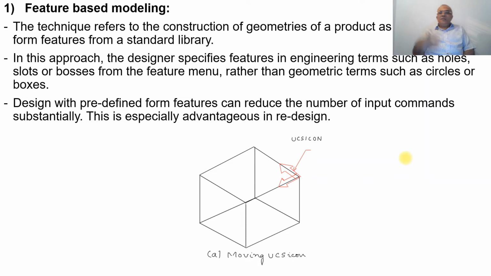Basically, when you are trying to create a hole, we create a circle, then go to extrude, then use the subtraction so that we can create a hole from the solid block.